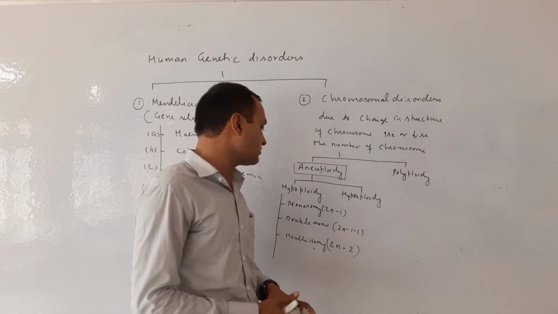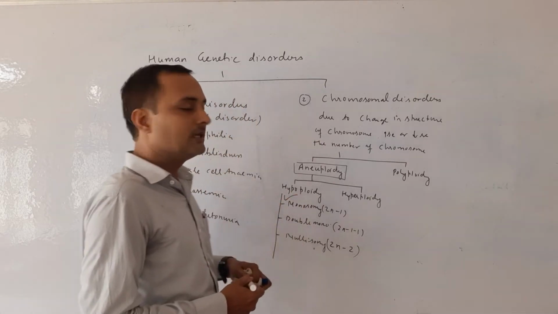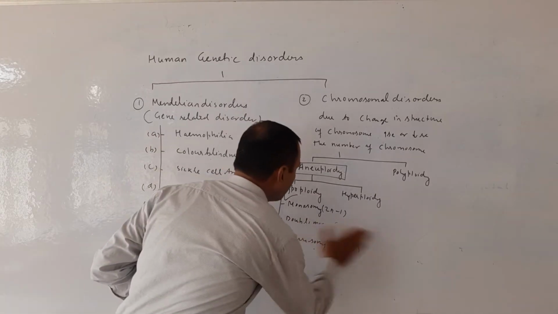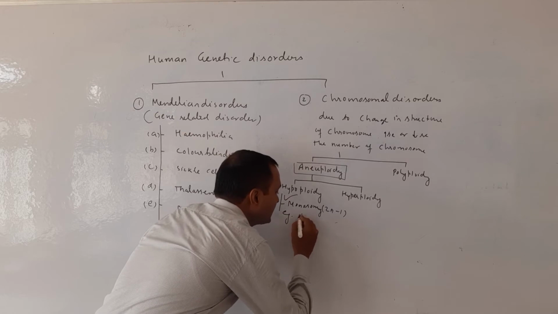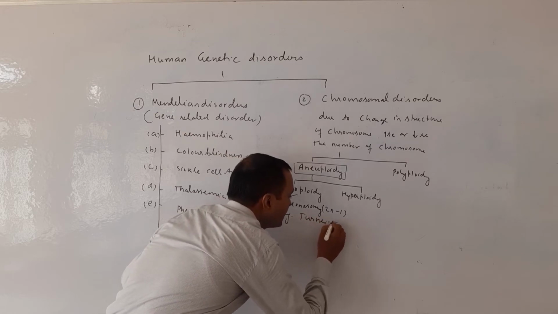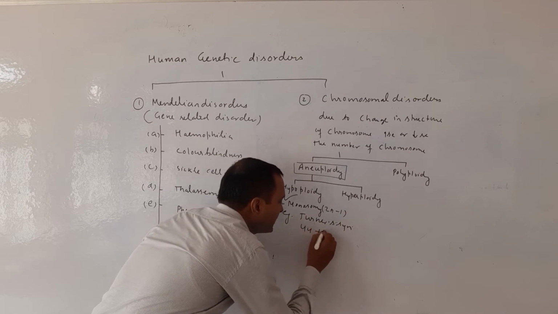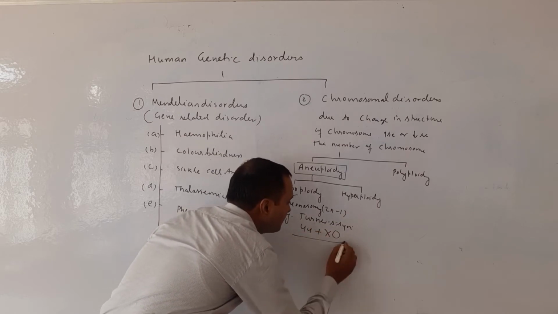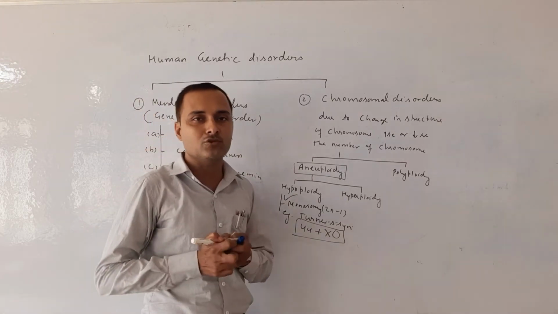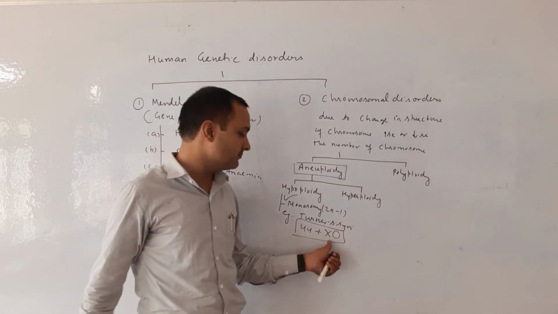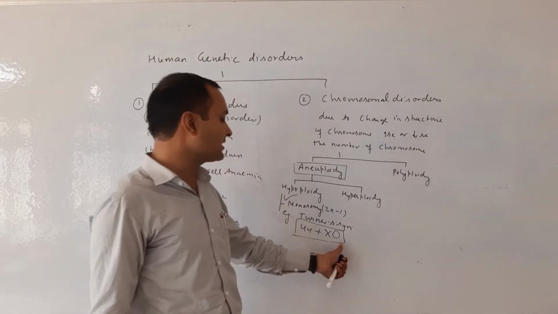In your syllabus, only monosomy is included. The example is Turner's syndrome, represented by 44 plus X0. Due to the loss of one X chromosome, the individual suffers from Turner syndrome. It is found only in females, whose female characters are reduced due to the loss of one X chromosome.